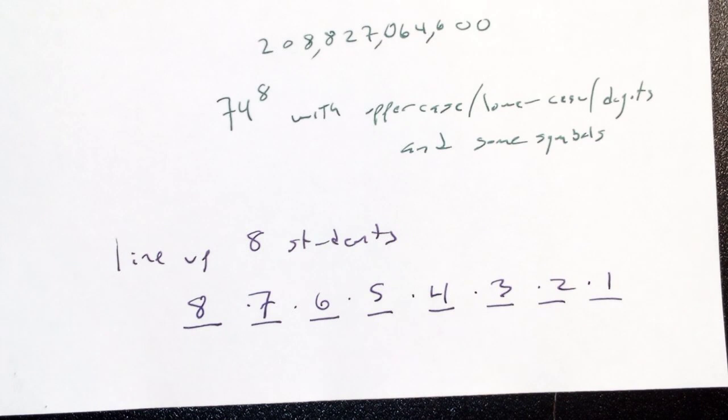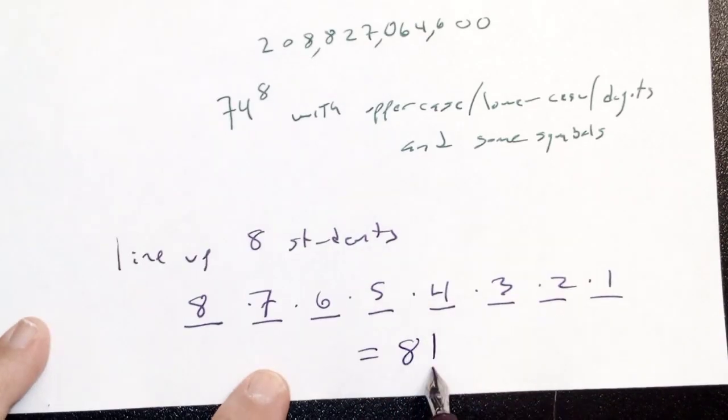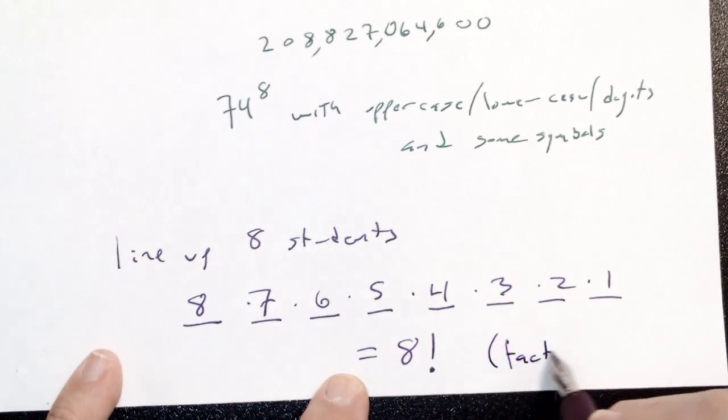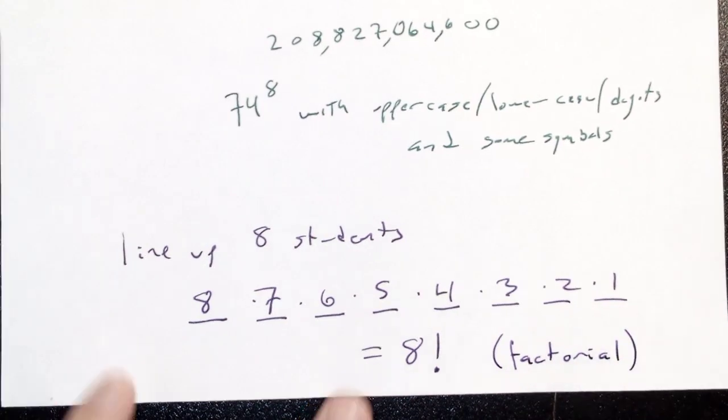This countdown procedure happens so often, we give it its own symbol. An exclamation point. This is read as factorial. So that's not 8, that's 8 factorial. But 8 times 7 times 6 times 5, all the way down like that, that's not a small number. 40,000 something.